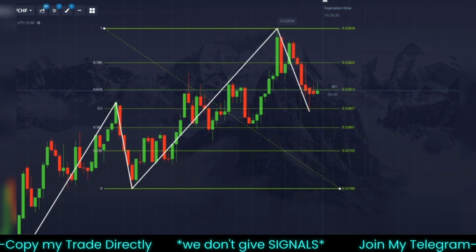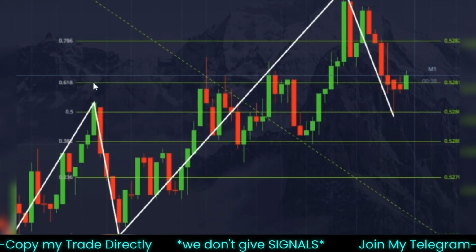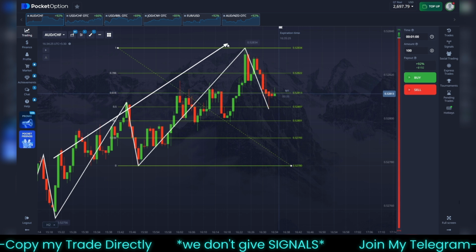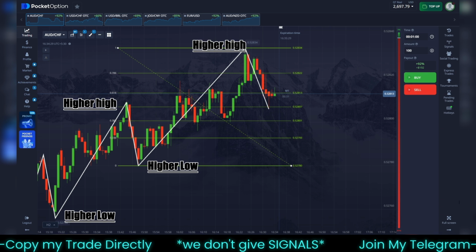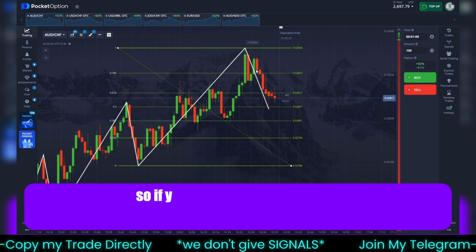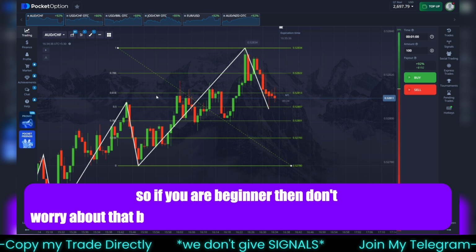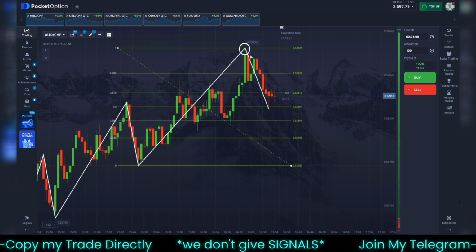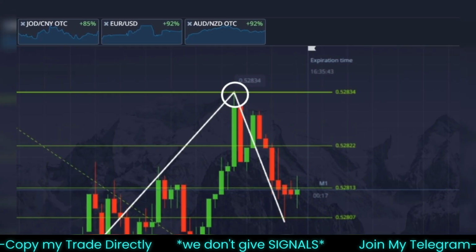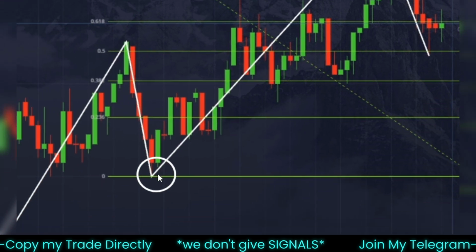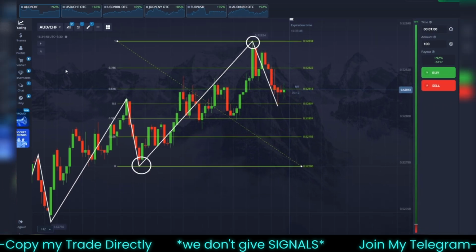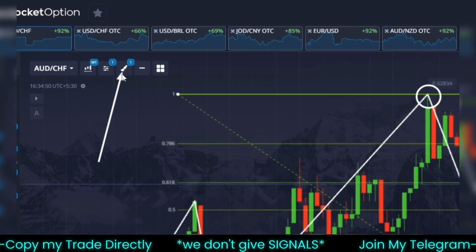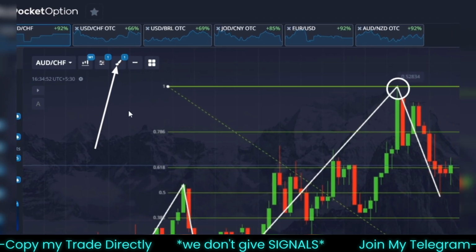So here we are with the entry in the up direction, as the market is in an uptrend. Even without the knowledge of higher highs and higher lows, you can see with the help of the zigzag indicator that the market is in an uptrend. So if you are a beginner, don't worry about that, because the zigzag indicator is going to help you out. After this, we have to place the Fibonacci retracement tool on both the recent turning points of the zigzag indicator. By clicking on this brush icon, you can take the Fibonacci retracement tool from there.